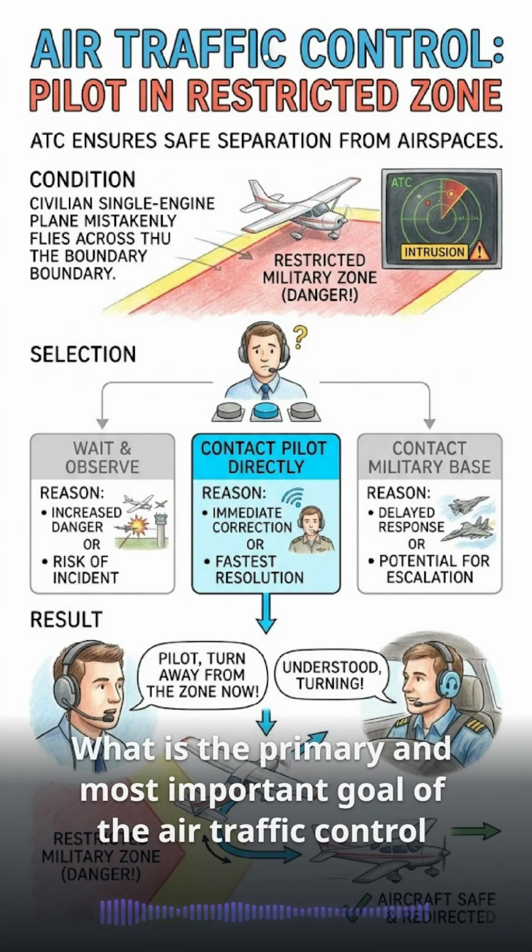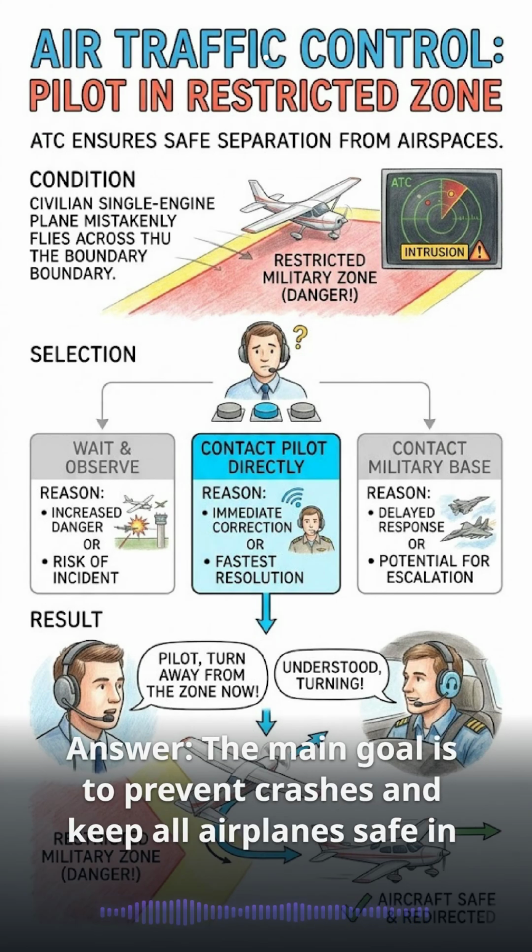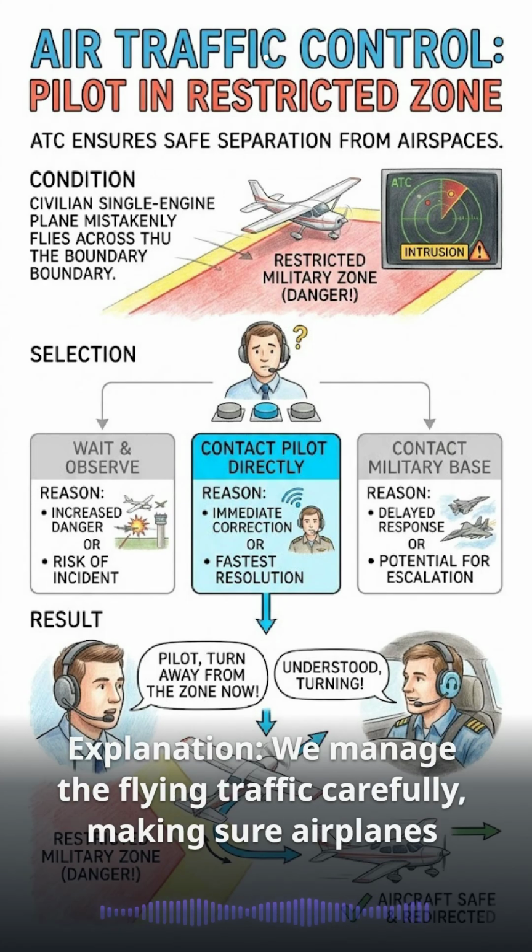1. What is the primary and most important goal of the air traffic control system today? The main goal is to prevent crashes and keep all airplanes safe in the open sky. We manage the flying traffic carefully, making sure airplanes stay a safe distance apart from each other.